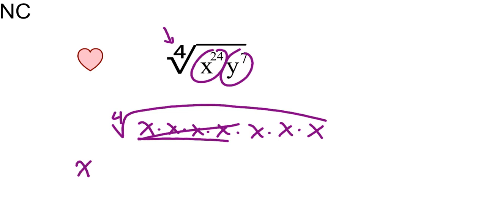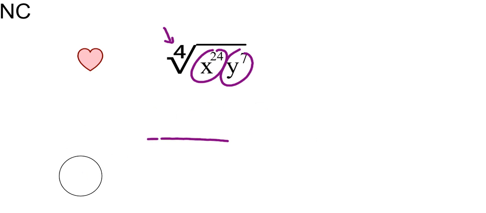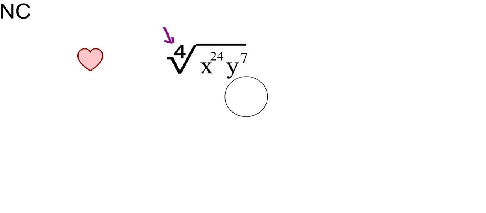We're not going to do that with 24. We're going to do a shortcut that says, all right, if the rule is every group of 4 can come out, let's see how many groups of 4 we have. How many groups of 4 do we have in 24? That's right, 6. 4 goes into 24 evenly 6 times. That means x to the 6 comes out.